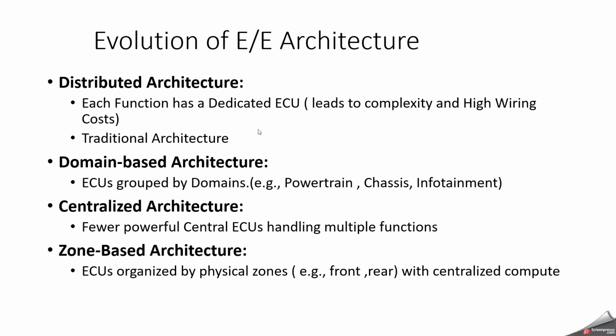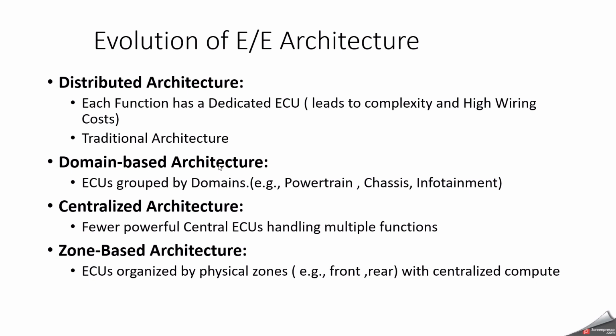Now we can talk about the evolution of E/E architecture. Under E/E architecture, we have distributed architecture, domain-based architecture, centralized architecture, and zone-based architecture. In distributed architecture, each function has a dedicated ECU. For example, each functionality is taken care of by a dedicated ECU, but this leads to complexity and high wiring cost. So this is called a traditional architecture, meaning distributed architecture is a traditional architecture used in all legacy vehicles.